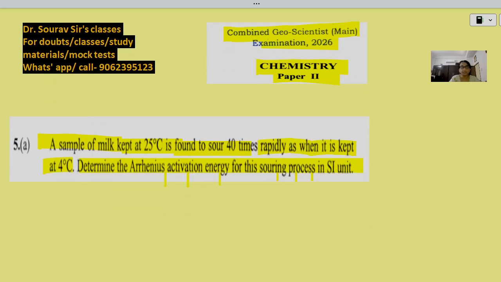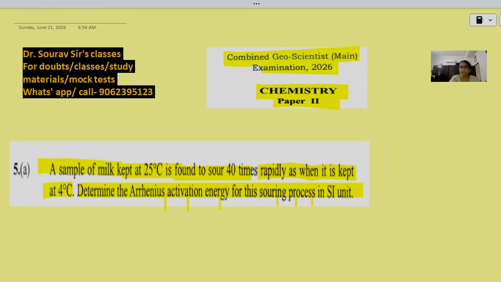Saurabh sir classes. In this video series, we are going to discuss a solution of the question paper of Combined Geo-Scientist Main Examination 2026 Chemistry. Now, the question starts. Subject to the type of question asked in this paper two, and according to the pattern of the question paper, we will discuss our solutions.